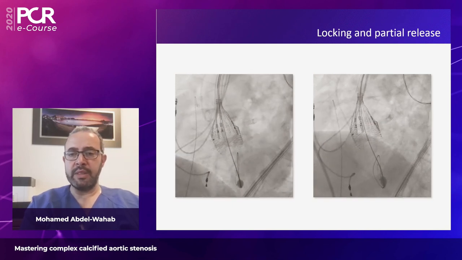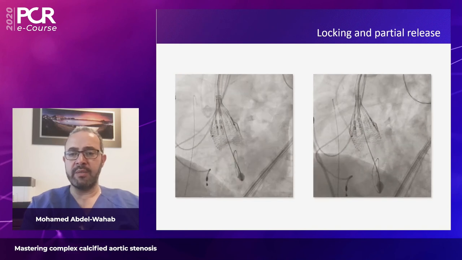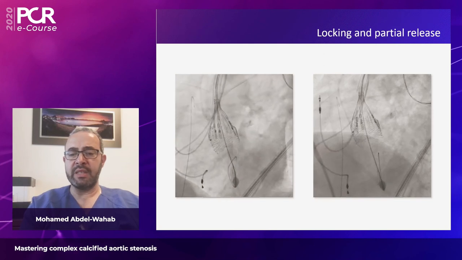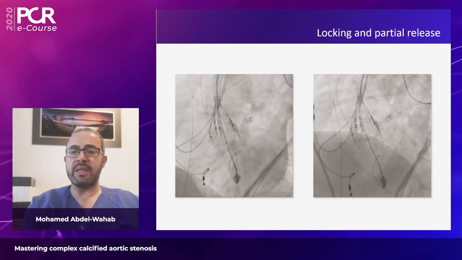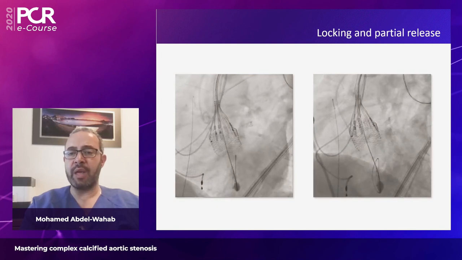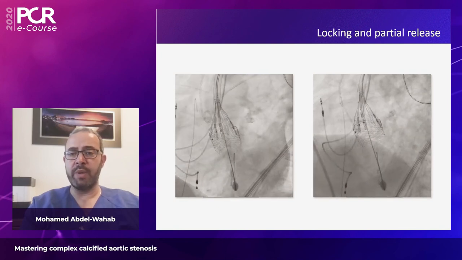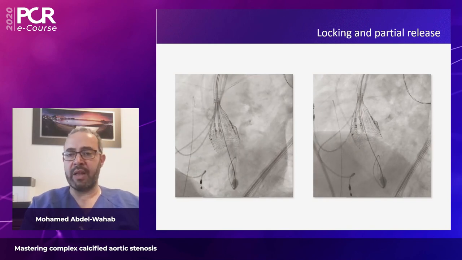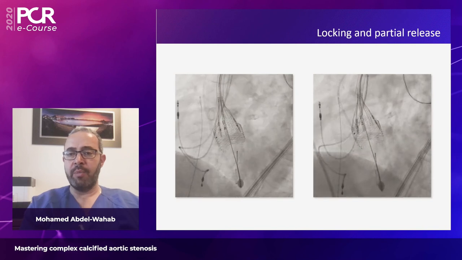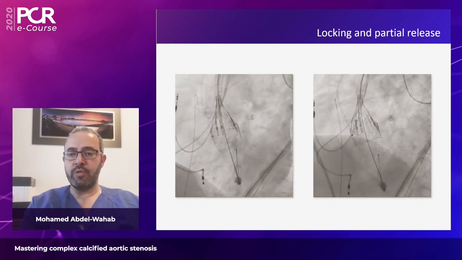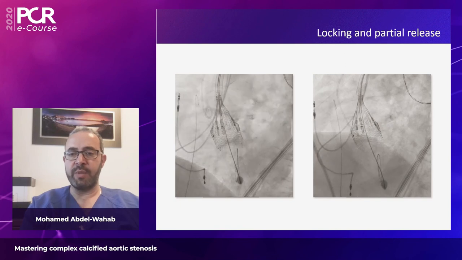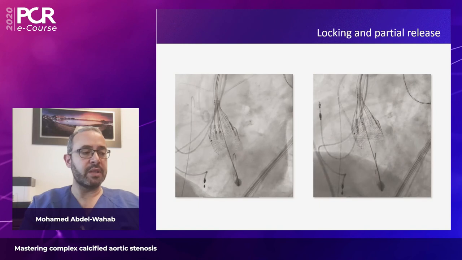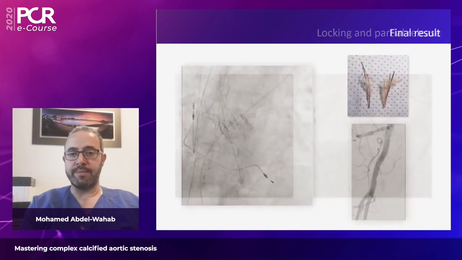What you need to know, particularly in these calcified anatomies, is that the moment you click and release the tension in the system, these gaps reappear. You can see here that the gaps reappeared on the right-hand side, which is quite normal. And then when you partially release the valve, the first stage of valve release, you get the pin coil up, as you can see here. Then you need to make sure that the valve remains locked. If it remains locked, then you're on the safe side, you can implant the valve. If something happened, you still have a bailout option.